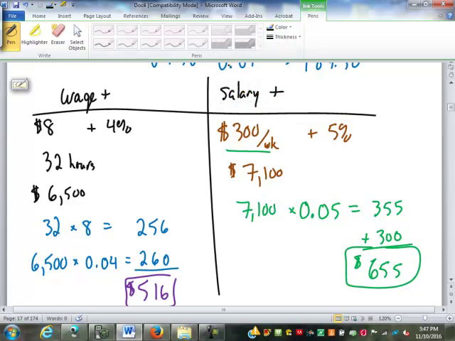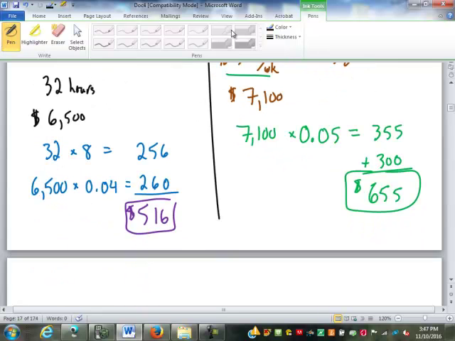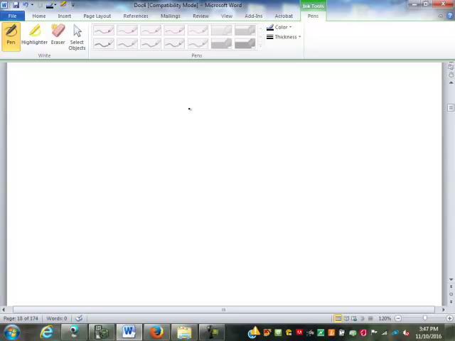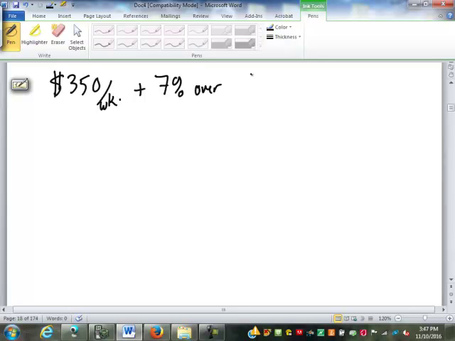Any questions? Normally, when they do a wage plus or a salary plus like that, they don't give a full commission. We're going to look at salary plus because the wage plus is a little more complicated than I want to deal with right now. Let's say that they offer you $350 per week salary plus 7% on sales over $5,000.